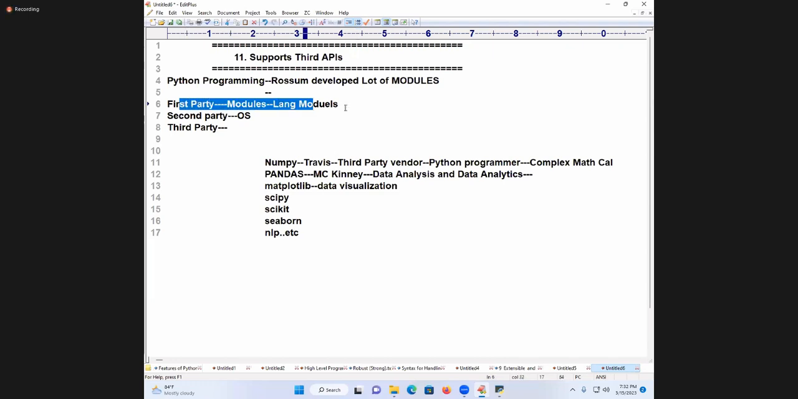First party is always language related. Second party is always underlying OS related libraries. Third party: IDEs, databases, these kinds of extra modules come under third party. There is no fourth party, fifth party like political parties. No such parties are available.